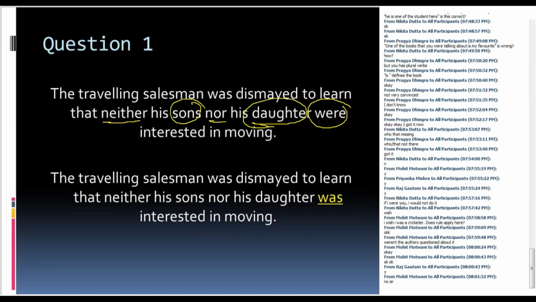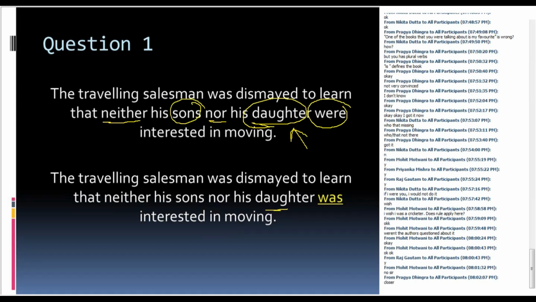So what will happen? I'll have to use a verb which is singular because the verb is closer to daughter. Yes. So how can I correct it? The traveling salesman was dismayed to learn that neither his sons nor his daughter was interested in moving. It cannot be were interested.